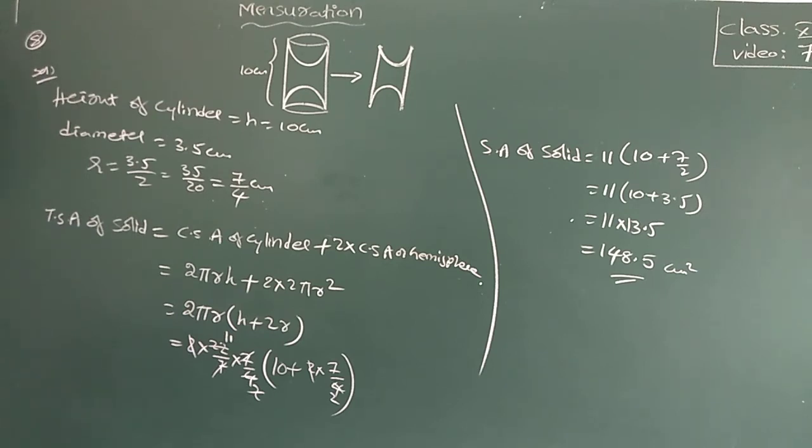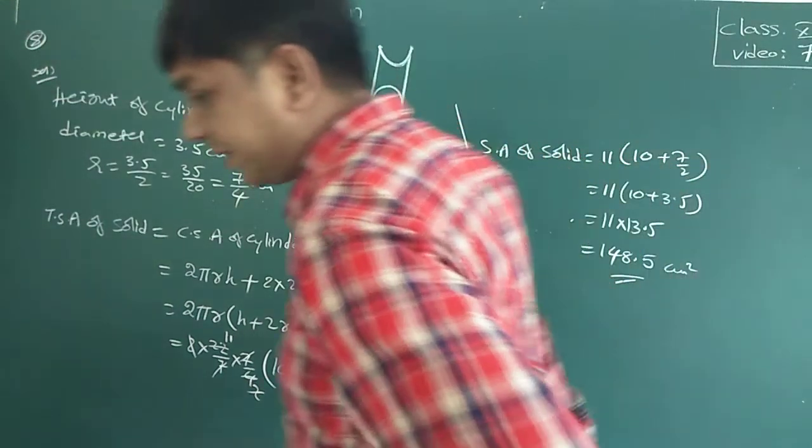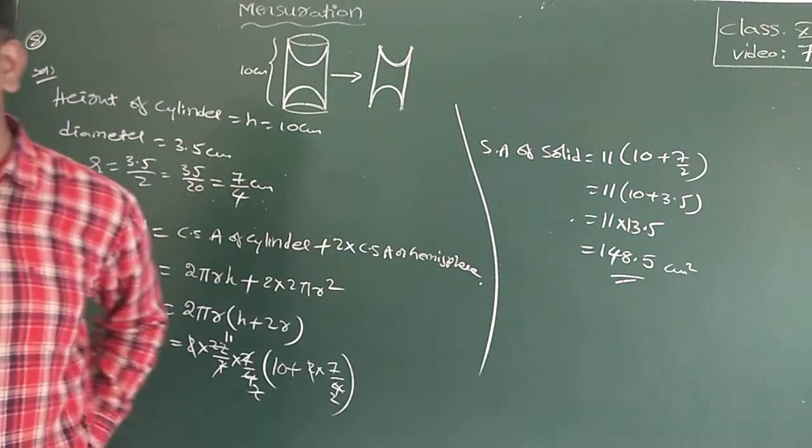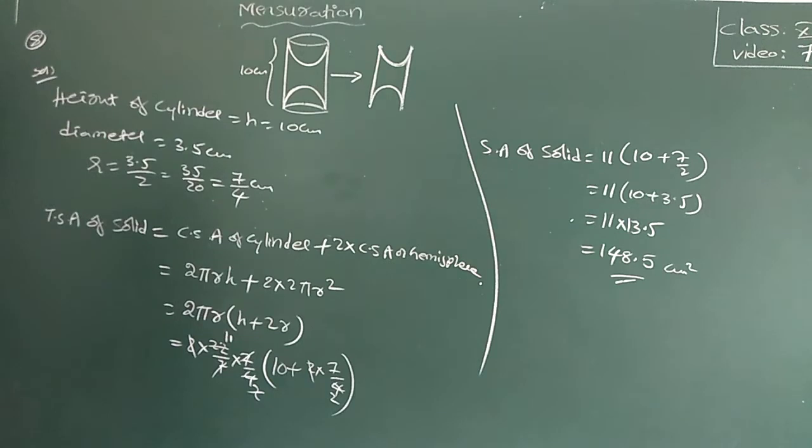Two into 22/7 into 7/4 into 10 plus 2 into 7/4. 2 ones are 2, 2 twos are 2 ones are 2, 11, 7 7 cancel. 11 into 10 plus 7/2. 7/2 is 3.5, 13.5 into 11. I think that calculation is correct only. So your textbook answer may not match this one, because I considered this as a diameter, since in my textbook it is not clear whether it is a diameter or radius.